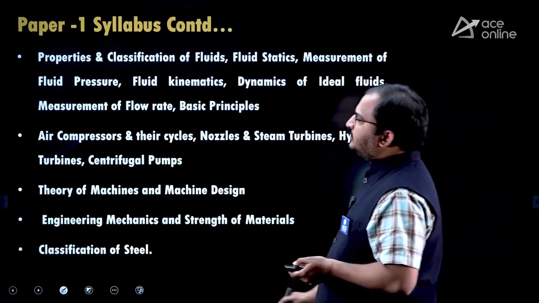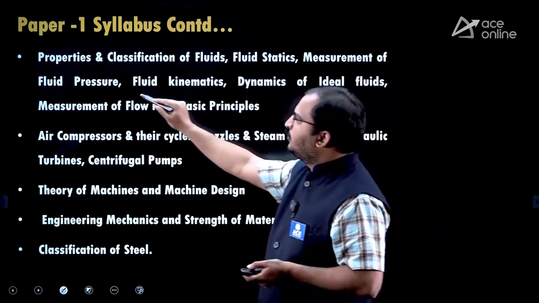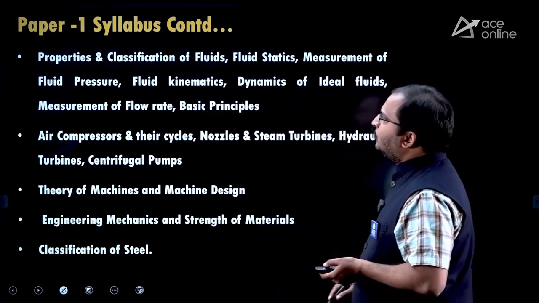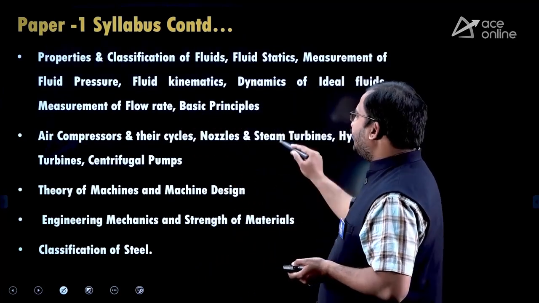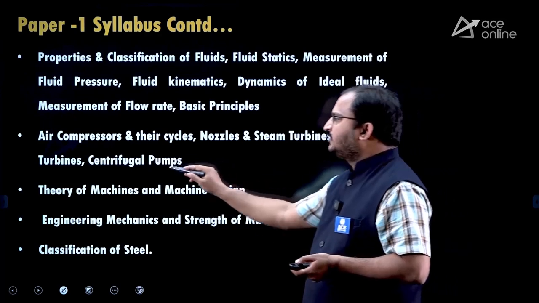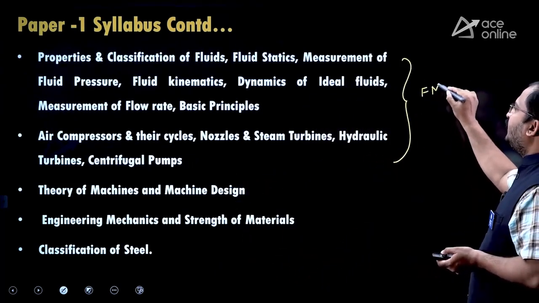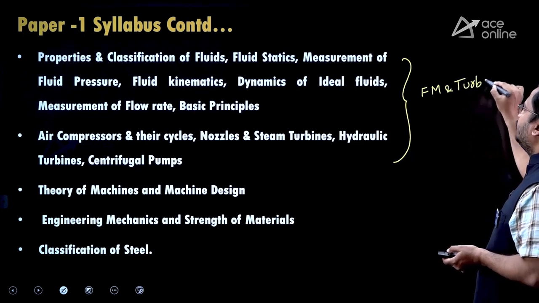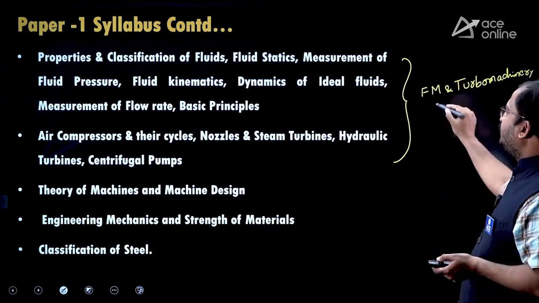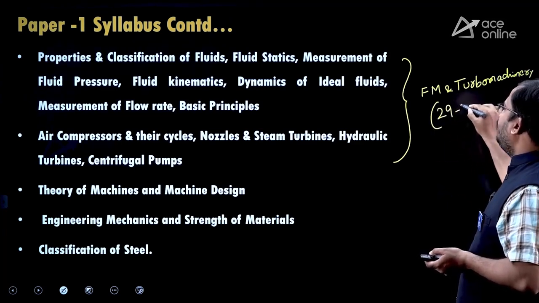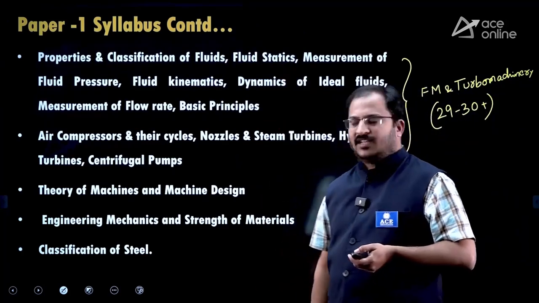Then the next one is, here you can observe properties and classification of fluids, fluid statics, measurement of fluid pressure, fluid kinematics, dynamics of ideal fluids, measurement of flow rate, basic principles. Then air compressors and their cycles, nozzles and steam turbines, hydraulic turbines, centrifugal pumps. So these two together, this is fluid mechanics and turbomachinery part, dear students. So you can expect 29 to 30 plus marks in this particular part of fluid mechanics and turbomachinery.